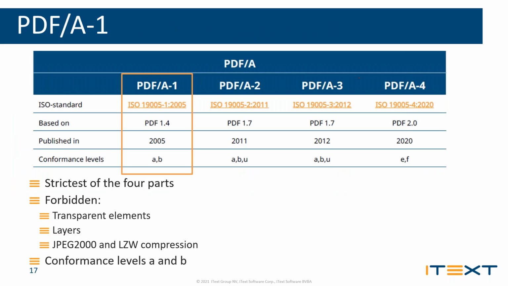So let's zoom in on PDF/A-1, which was first released. It is the most restrictive, and it is still used a lot for exactly that reason. It includes a basic conformance level B and an accessibility conformance level A, which requires a PDF to be tagged.